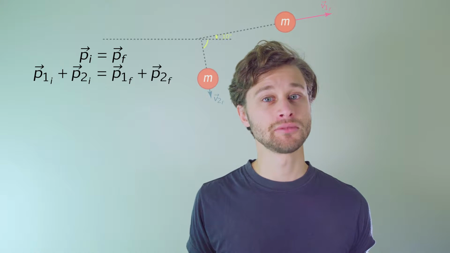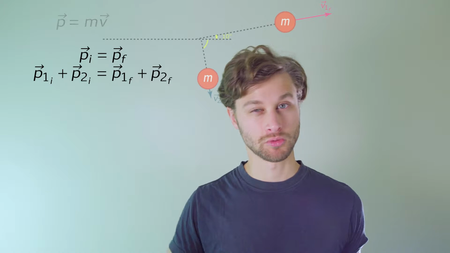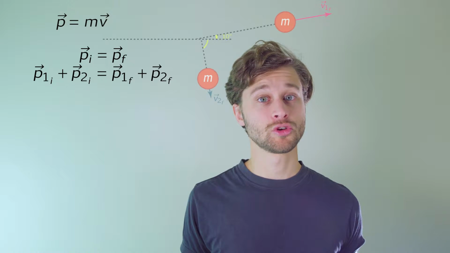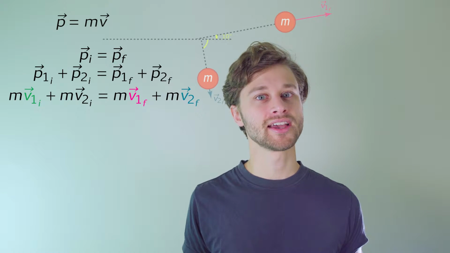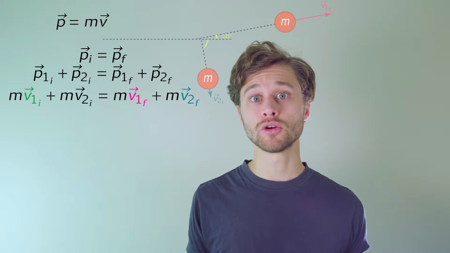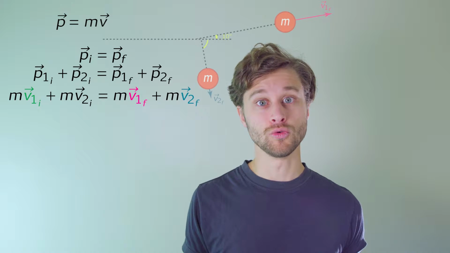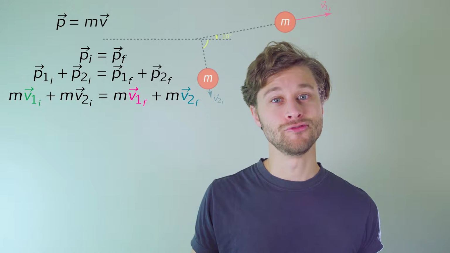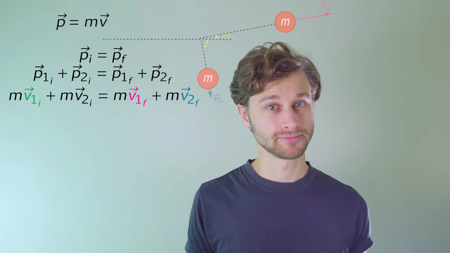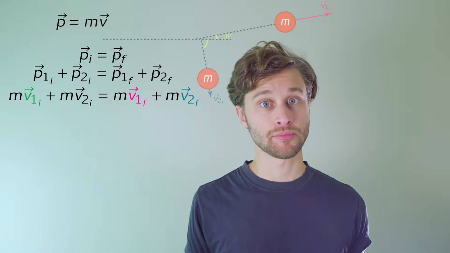Now remember that momentum is equal to mass times velocity, which we're going to use now. Substituting into the equation, we now find that we know what the masses are, but we don't know what the velocities are: V1 initial, V2 initial, V1 final, and V2 final. So let's take each of these velocities separately.